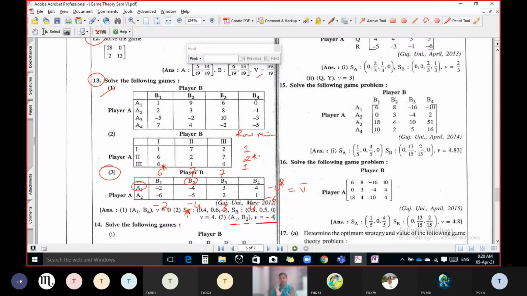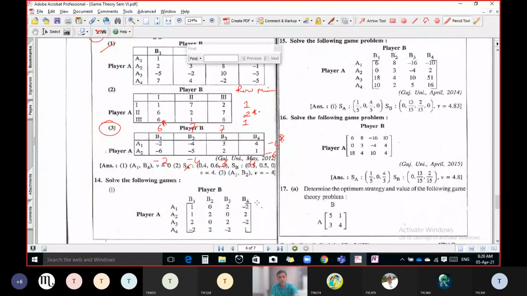Over, because saddle point is there. Nothing we have to do if saddle point is there. So it is simple question once we have a saddle point. Okay, let us do this question.